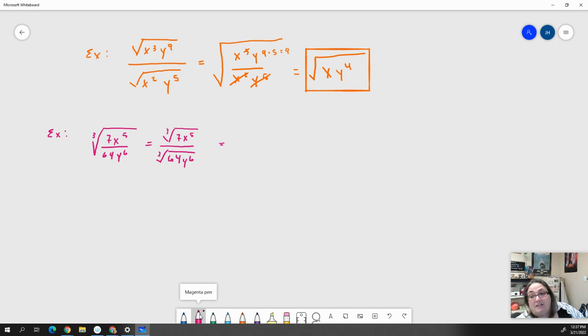Now, if I look at the cube root of 7, nothing times itself is going to equal 7. So we're going to keep that 7 underneath. Here I have x to the 5th, though, and this is a cube root. So for every 3 x's that I have, I can pull 1 out. Here I have 5. So if I go 5 minus 3 or 5 divided by 3, I can only pull 1 x out, right? And I would still have 2 x's left. So here I'm going to have x squared left.